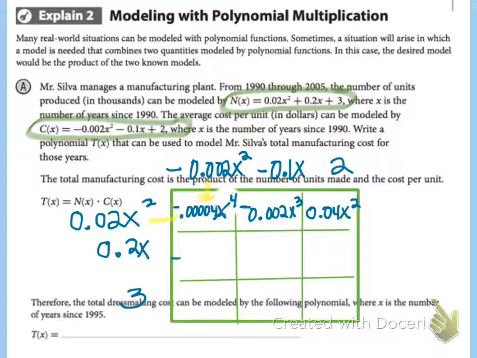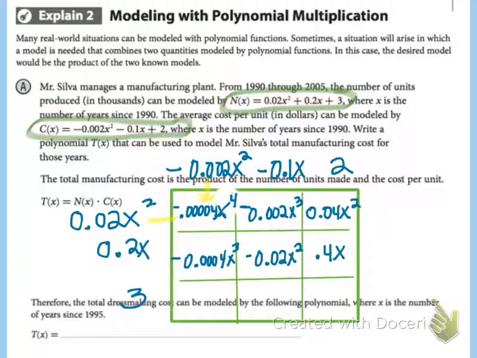And now the second row and first column, and so that's, let's see, that would be negative 0.004 x cubed, and then the 0.2x times the negative 0.1x is negative 0.02x squared, and then the 0.2x times the 2 is 0.4x. Yeah, these are not that fun, but definitely make sure you have your calculator.